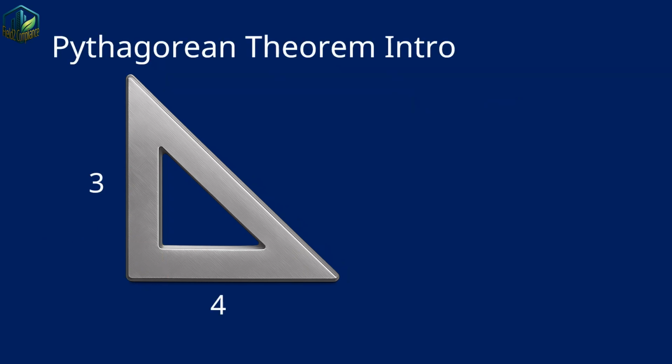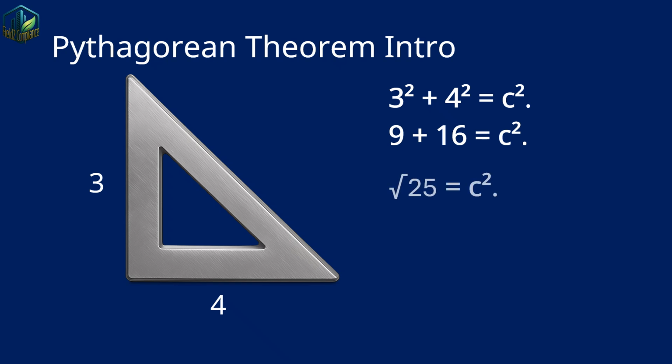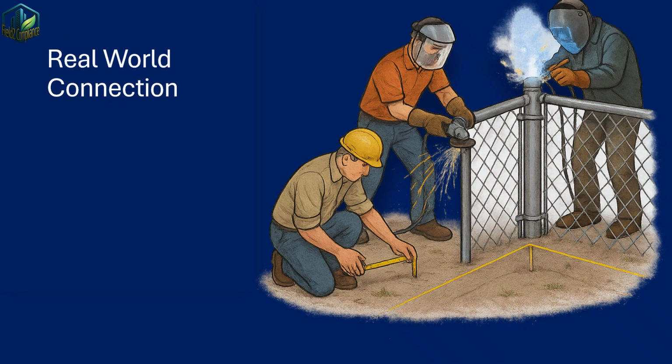Let's try it. If one side is 3 units, and the other side is 4 units, we calculate 3 squared plus 4 squared equals, 3 squared is 9 plus 4 squared is 16, and 9 and 16 equal 25. The hypotenuse, C, is the square root of 25, which is 5. Surveyors, engineers, and environmental professionals use this formula to confirm accurate angles, distances, and slopes.